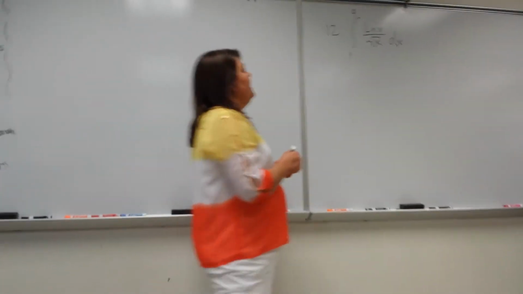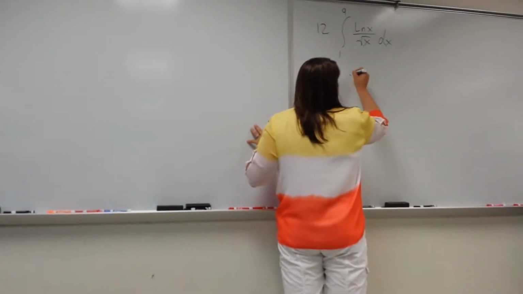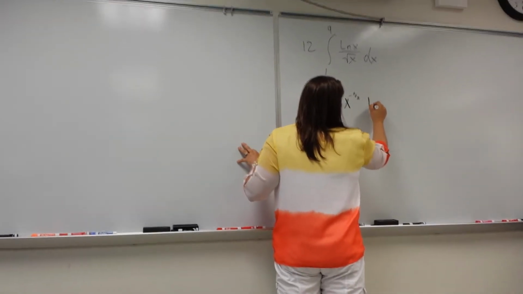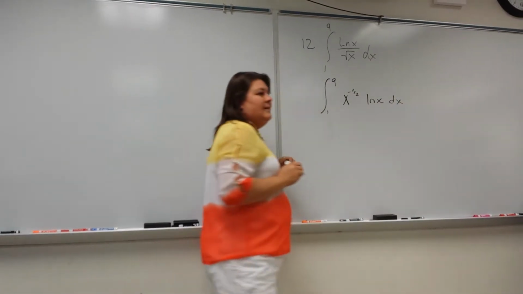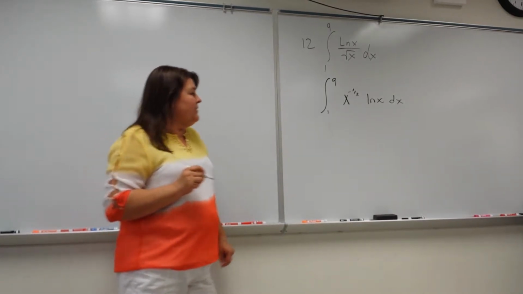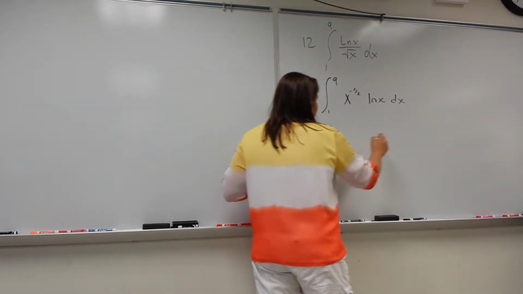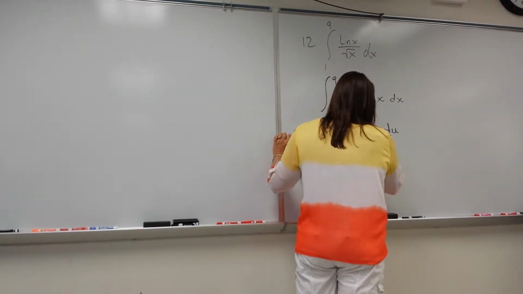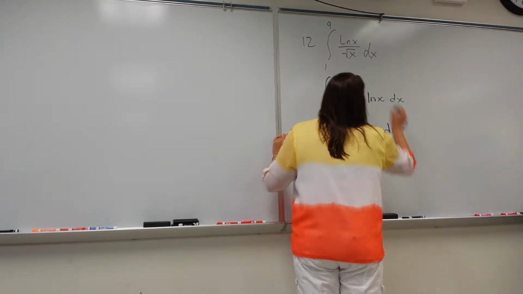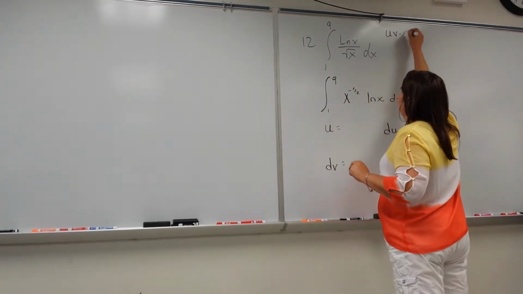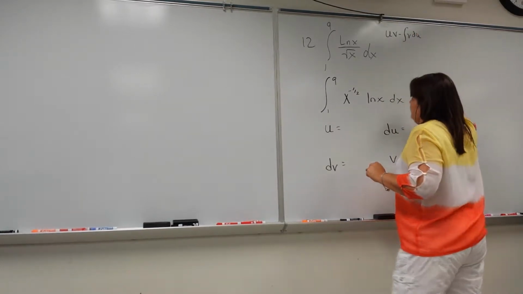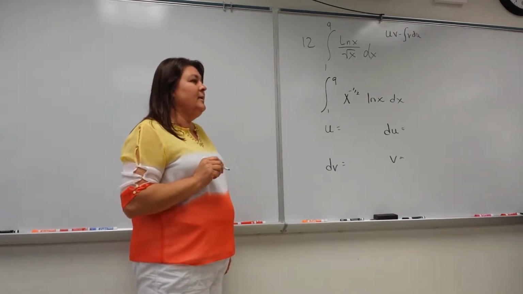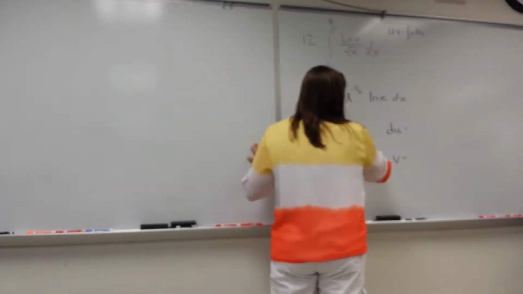Would you guys agree that this could also be written as x to the negative 1/2 ln of x dx? Does that make sense to all? Okay, so I know I have to have a u, a du, a dv, and a v, because the formula is uv minus the integral of v du. Everybody good? All right. u is ln of x.